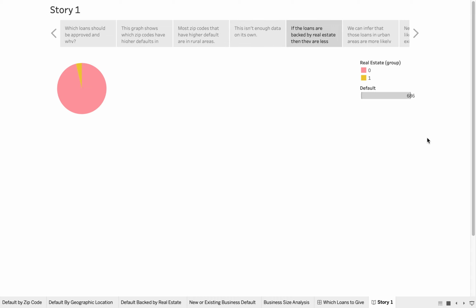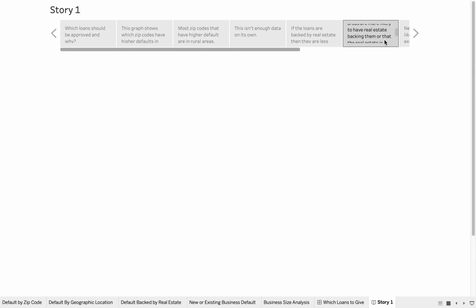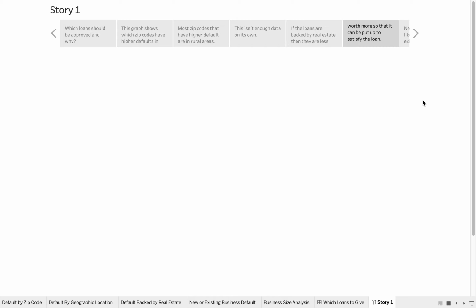If the loans are backed by real estate, then they're less likely to default. So you can see those backed by real estate, 26 defaulted and 26 did not default, whereas those that are not backed by real estate defaulted 660 times. Using that information, we can infer that loans in urban areas are more likely to have real estate backing them, or that the real estate is worth more so that it can be put up to satisfy the loan should it need to be.